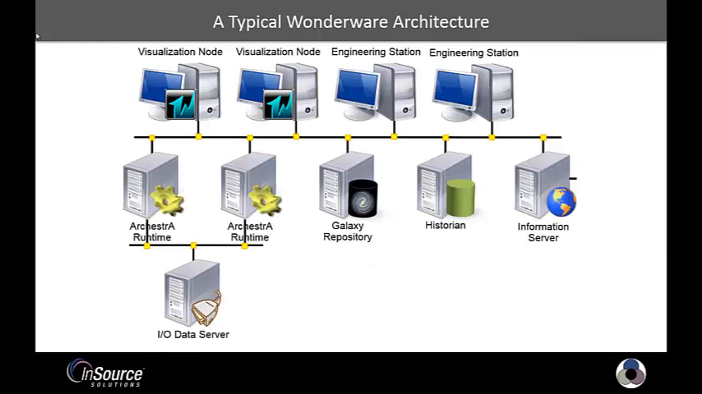Here you see a fairly typical Wonderware architecture comprising visualization nodes, engineering stations or configuration nodes, some runtime nodes, some configuration repository nodes, as well as some other ancillary nodes. So you may have an architecture similar to this, or an architecture that looks nothing like this. Both of those architectures can benefit from virtualization. So let's take a look at what that means.